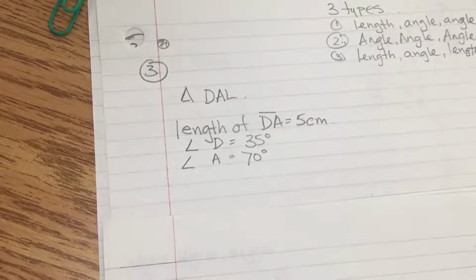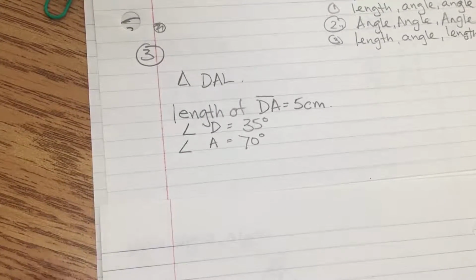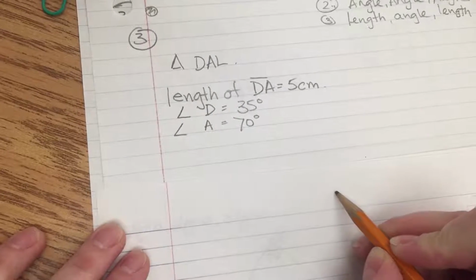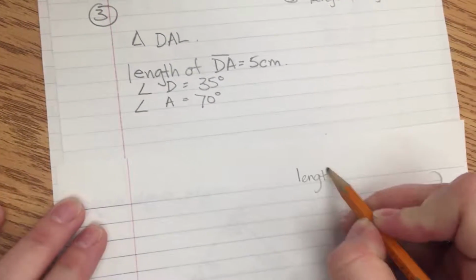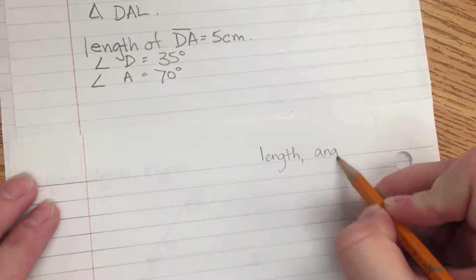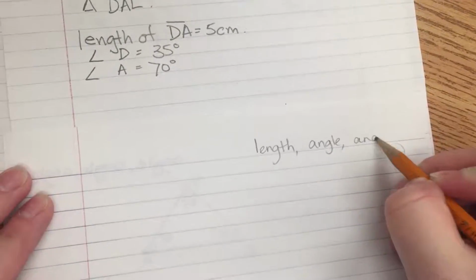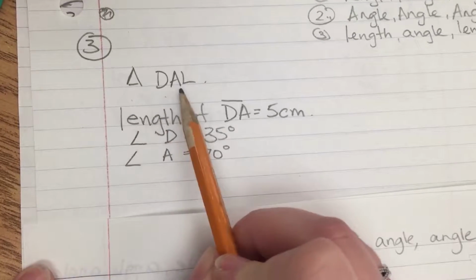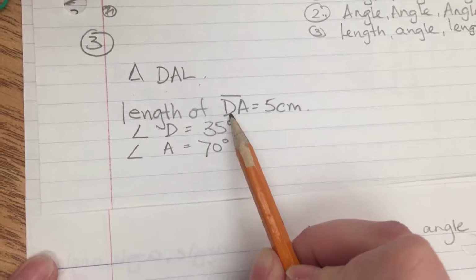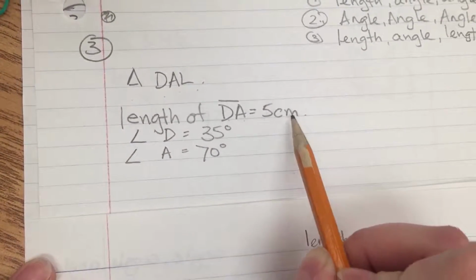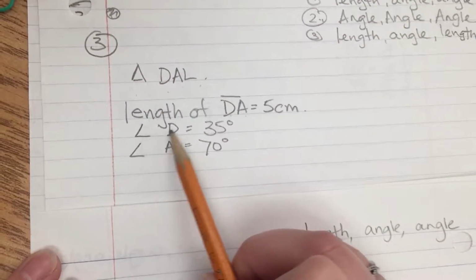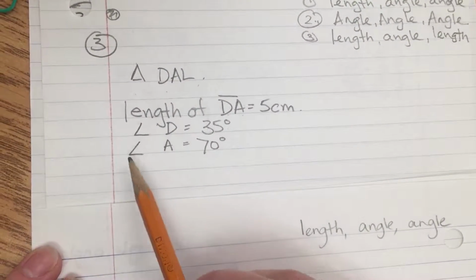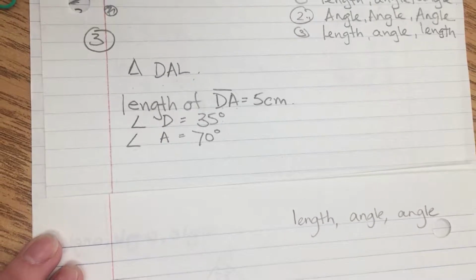Alright, so this video is going to show you what to do when you have a triangle that has one length instruction and two angles. For this particular example, we've been drawing triangle DAL. We've been given the length of the line D and A, which is 5 centimeters. We have the angle of D, which is 35 degrees, and the angle of A, which is 70 degrees.